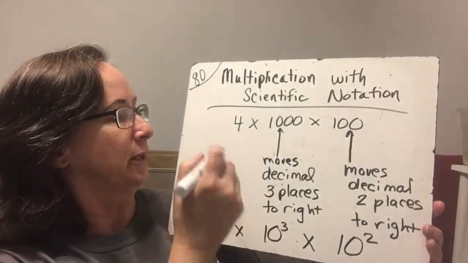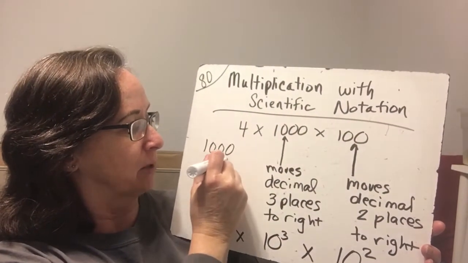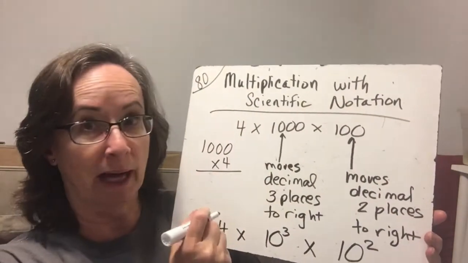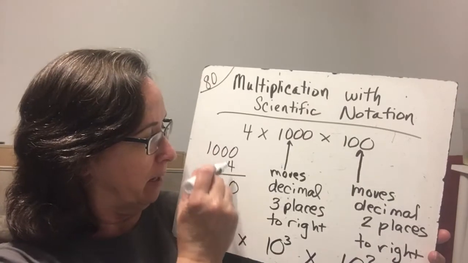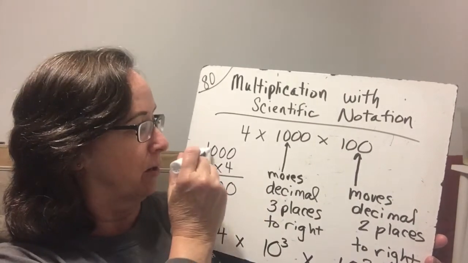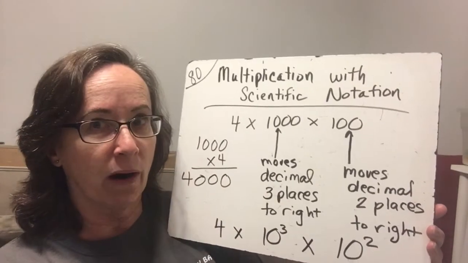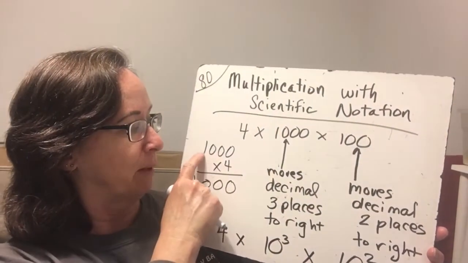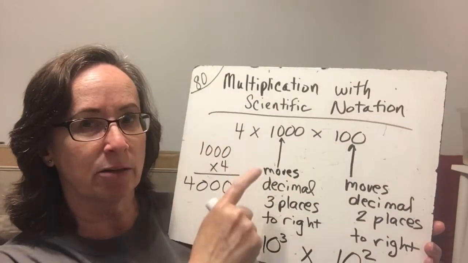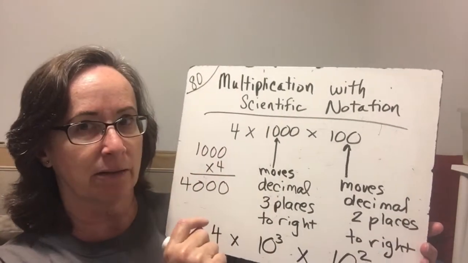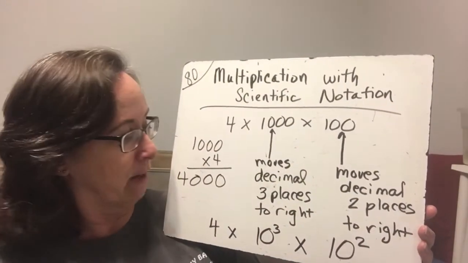Okay, so we're going to say what happens when we take 1,000 and multiply by 4. Well, we could go the long way and say 0 times 4 is 0, 0 times 4 is 0, 0 times 4 is 0, 1 times 4 is 4. Or we could just remember that we multiply the non-zero. As soon as we have all zeros on the end, we can multiply the non-zero number by 4, and then we tack on 4 zeros.